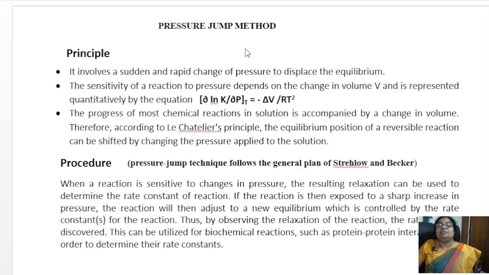Next we go for the pressure jump method. The principle involved is a sudden or rapid change of pressure to displace the equilibrium. In the previous slide there was a rapid change by applying temperature; here, instead of temperature, we use pressure. The sensitivity of the reaction to pressure depends on the change in volume V and is represented quantitatively by the equation del ln K by del P at constant temperature equals minus delta V by RT.